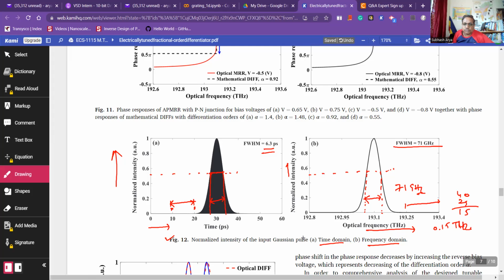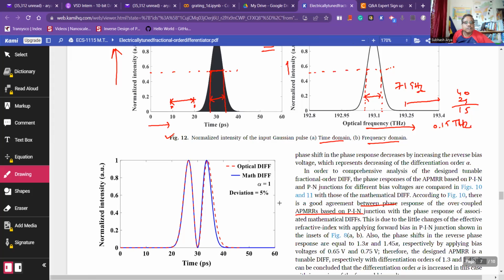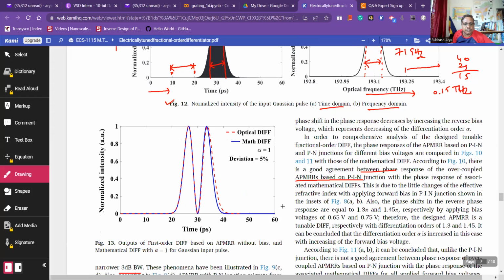So in the time domain, it is pulse width in time units, and in the frequency domain, it is in gigahertz. So this is the full width at half maximum bandwidth of this Gaussian pulse. Let us see the next figure, figure 13.